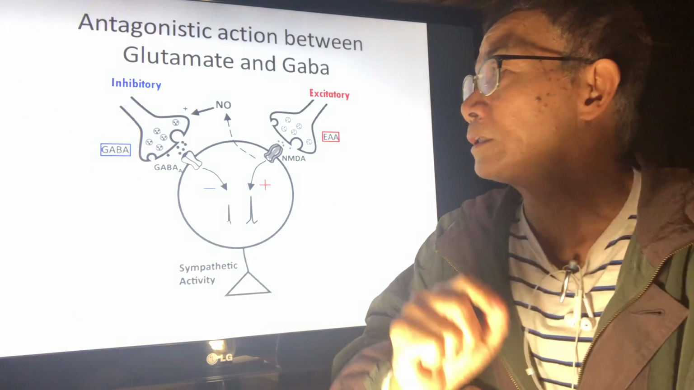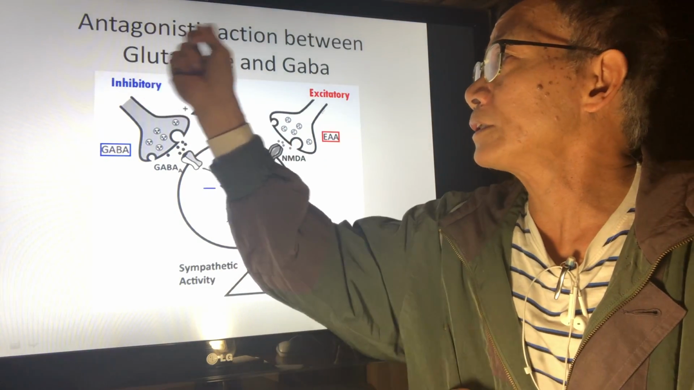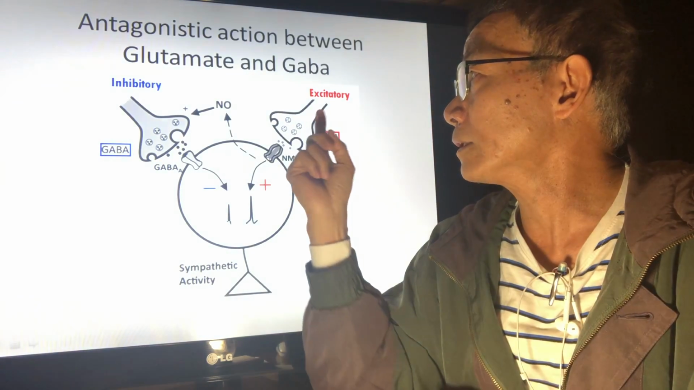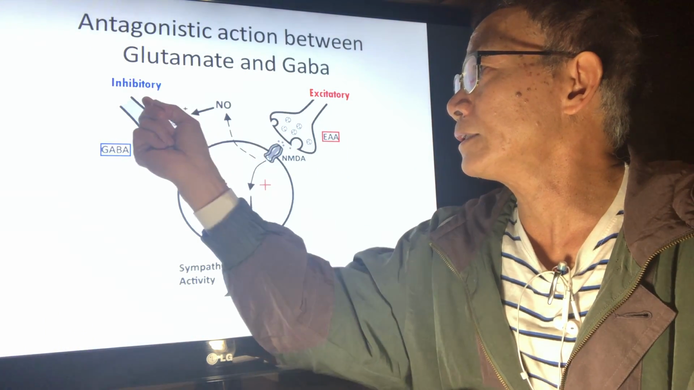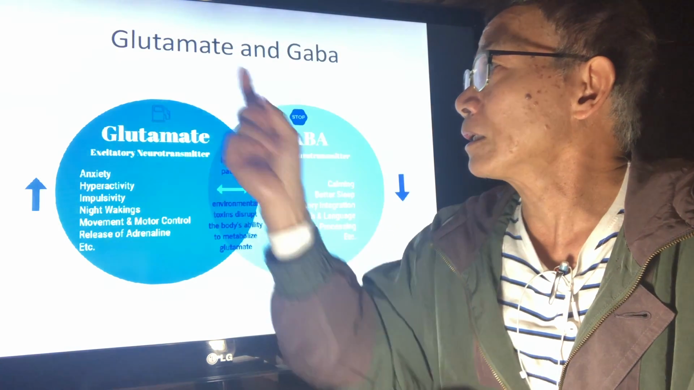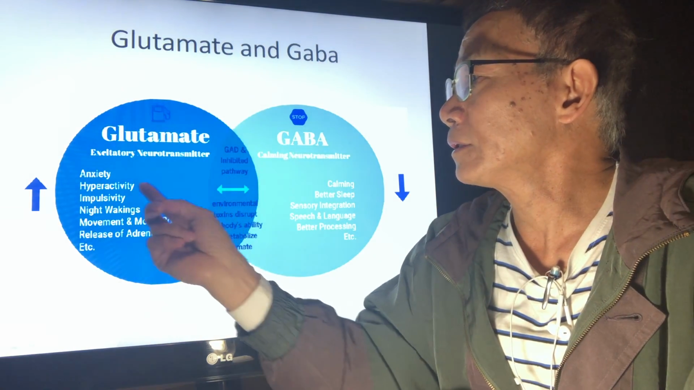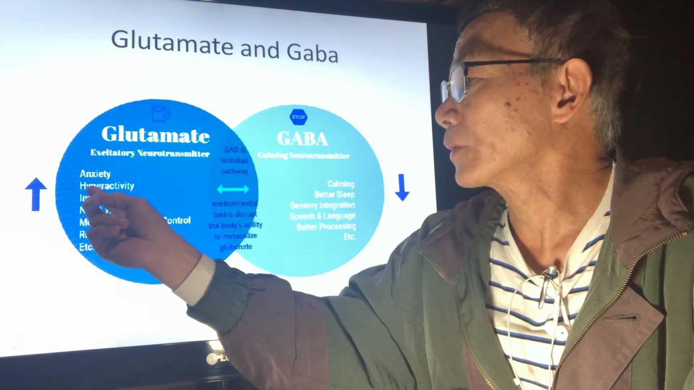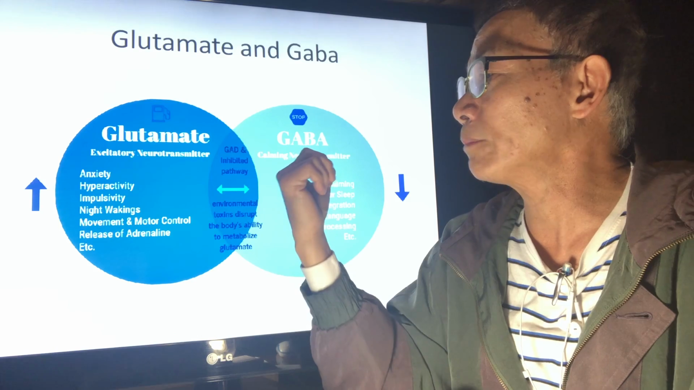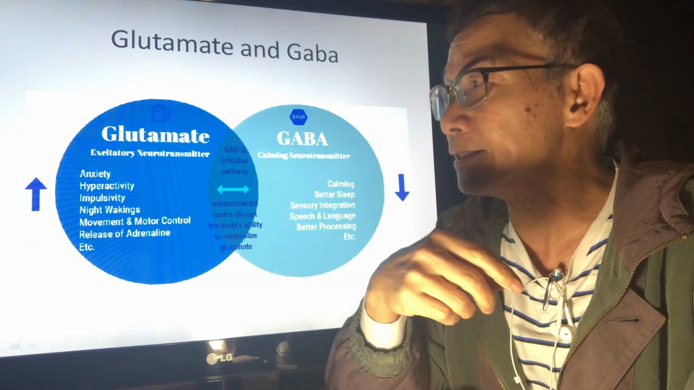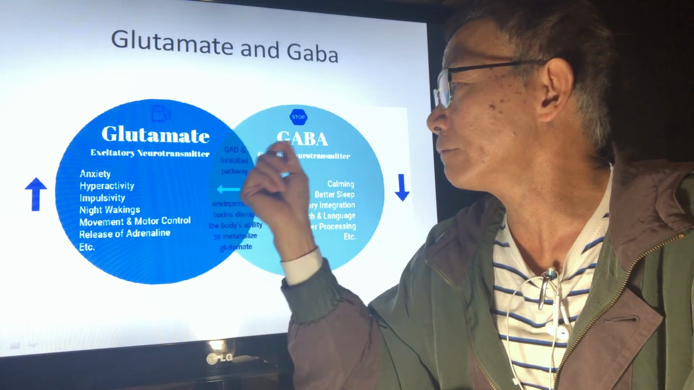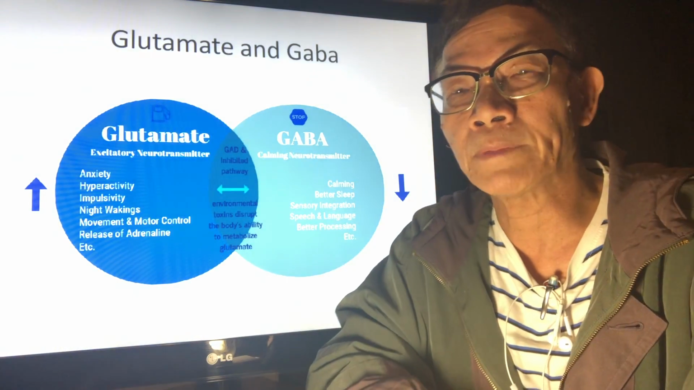It's worthwhile to mention the antagonistic action between glutamate and GABA. The former is excitatory and the latter is inhibitory. Simply speaking, glutamate causes hyperactivity of the cell, whereas GABA causes hypoactivity. For instance, glutamate can cause anxiety, whereas GABA causes calming.